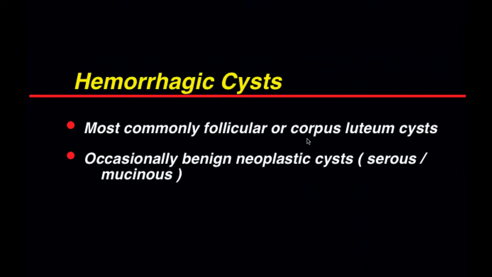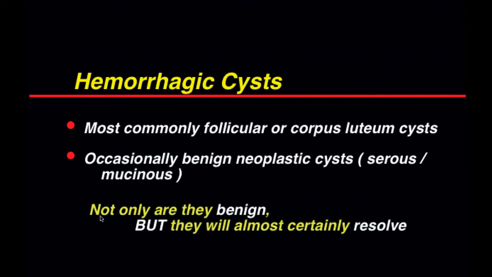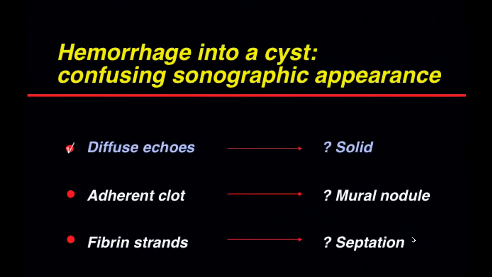So separate those two things in your mind. If we see hemorrhage into a unilocular cyst, not only would we be highly confident that this was benign, but we would almost be certain that it would resolve. When does it get confusing?